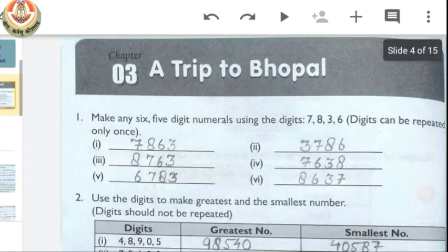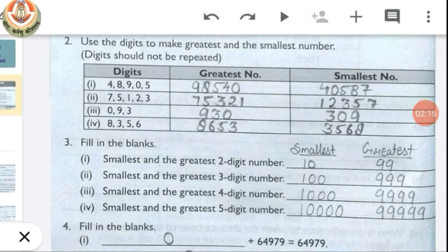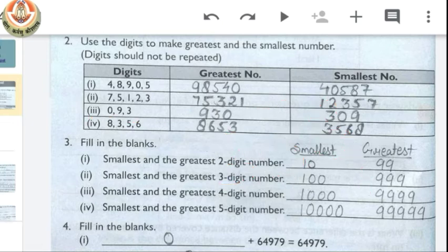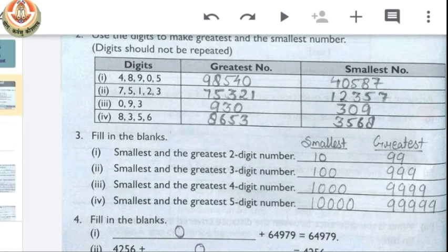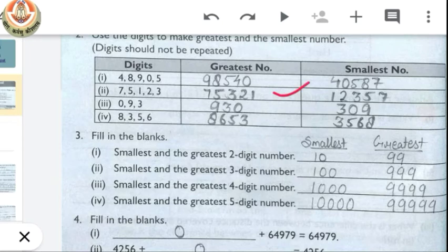Okay class, as you can see in one more example, we have 0. So for greatest number, we will write numbers in descending order, and for smallest, we have to write the second smallest first, then we will place 0 and the last numbers according to ascending order. Now for the other parts, in which we do not have 0, it is very simple. For greatest, we just have to write numbers in descending order, and for smallest number, we have to write given digits in ascending order.